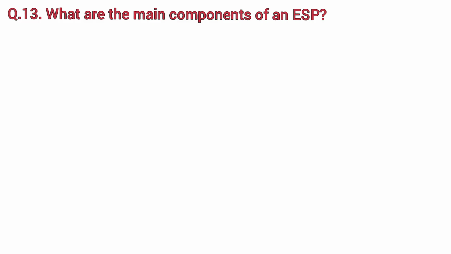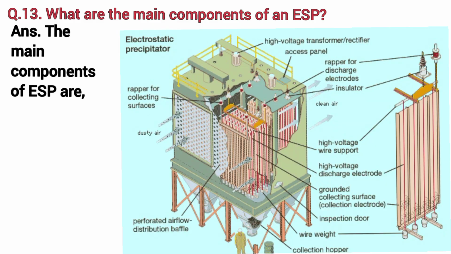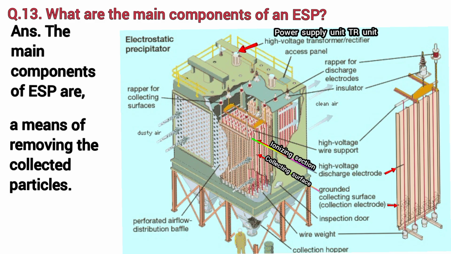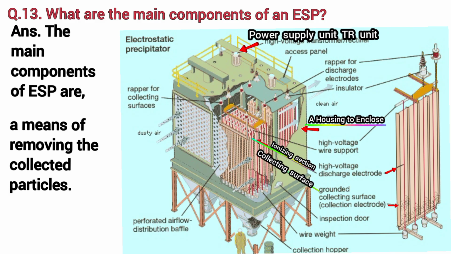What are the main components of an ESP? The main components of an ESP are the power supply unit (TR unit), the ionizing section and collecting surface, a means of removing the collected particles, and a housing to enclose it.